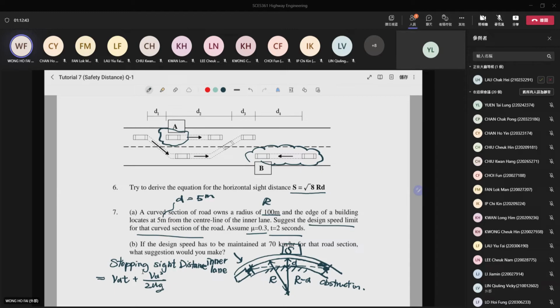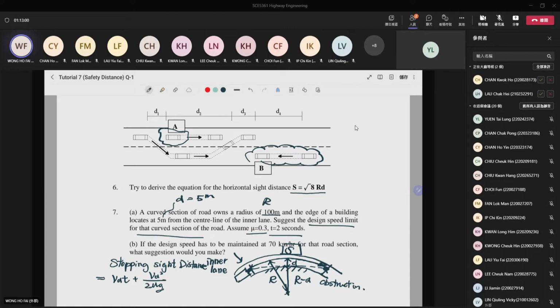Because your vehicle will travel S when you see something ahead, right? That is something here. And your stopping sight distance consists of two parts. The first one is due to your reaction, and the second part is your braking distance. This distance should be equal to your horizontal sight distance, right? The S should be equal to your stopping sight distance. Because when you see something ahead, you have to brake and stop the vehicle. And when you stop your vehicle, it consists of two parts. One is the reaction, and the other one is the braking distance, right?